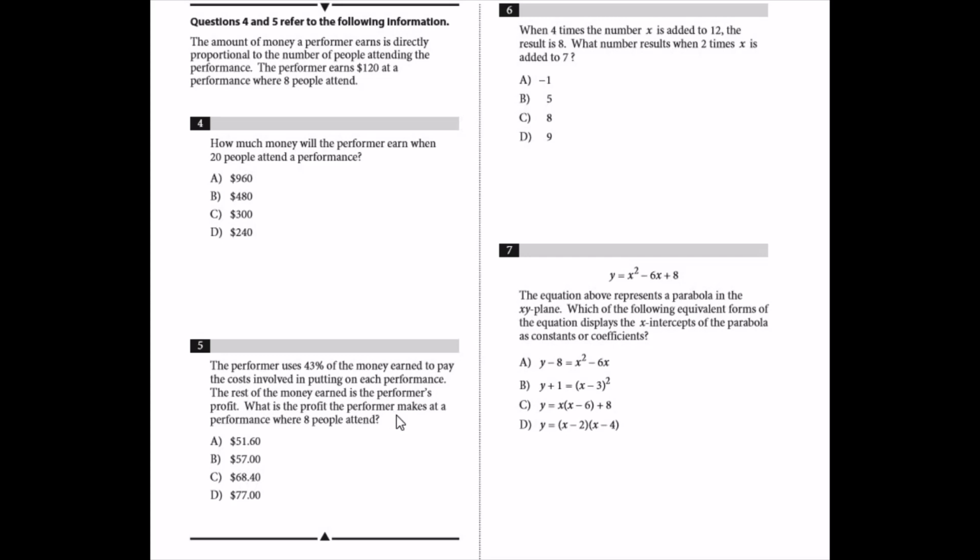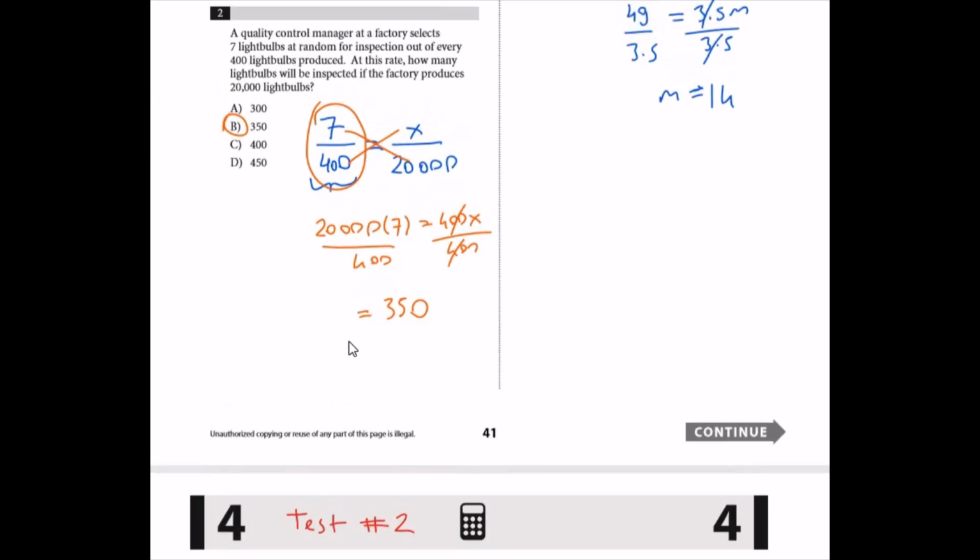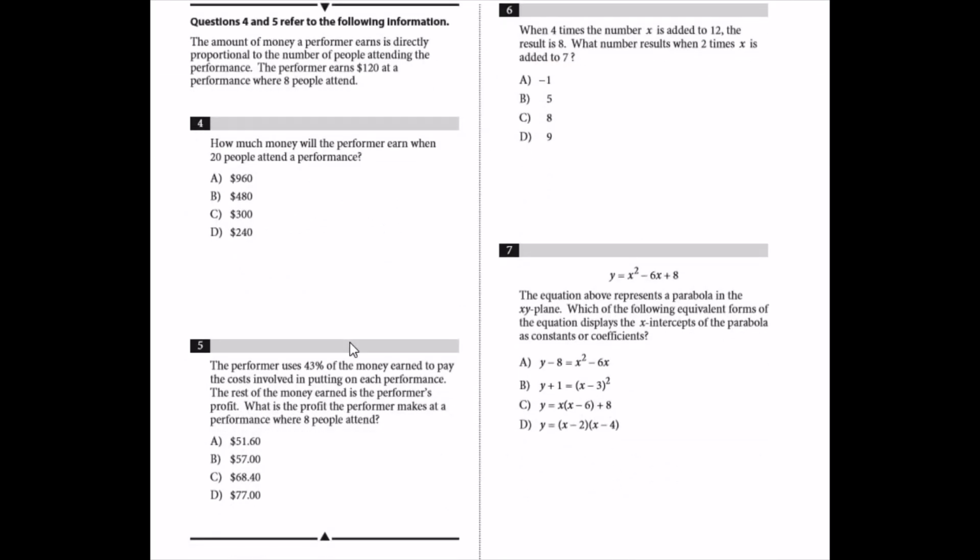So this question is the same as question number 2. You can either find the ratio and multiply by this number, or you can set the proportion. We know that when 8 people attended, we make $120. So when 20 people attend, how much money do we make? This is one way to set the proportion. Another way is $120 divided by 8 gives you the ticket money of one person, and then you multiply whatever number you find by 20 people and you get the answer. Either way you get the same answer.